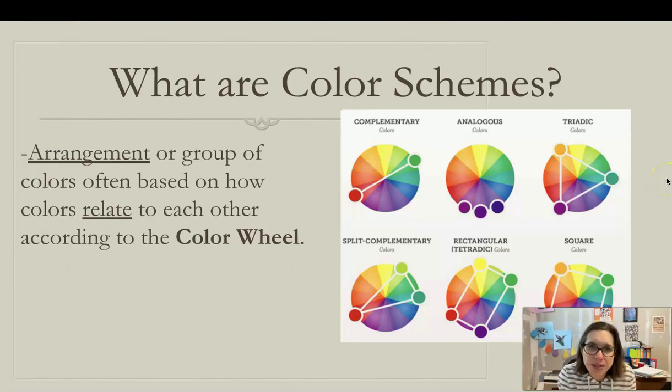Now, what are color schemes? That is an arrangement or group of colors, often based on how the colors relate to each other according to the color wheel. So color schemes are how we talk about different color arrangements, but they're arranged based on where they're located on the color wheel. And you can see some examples here.